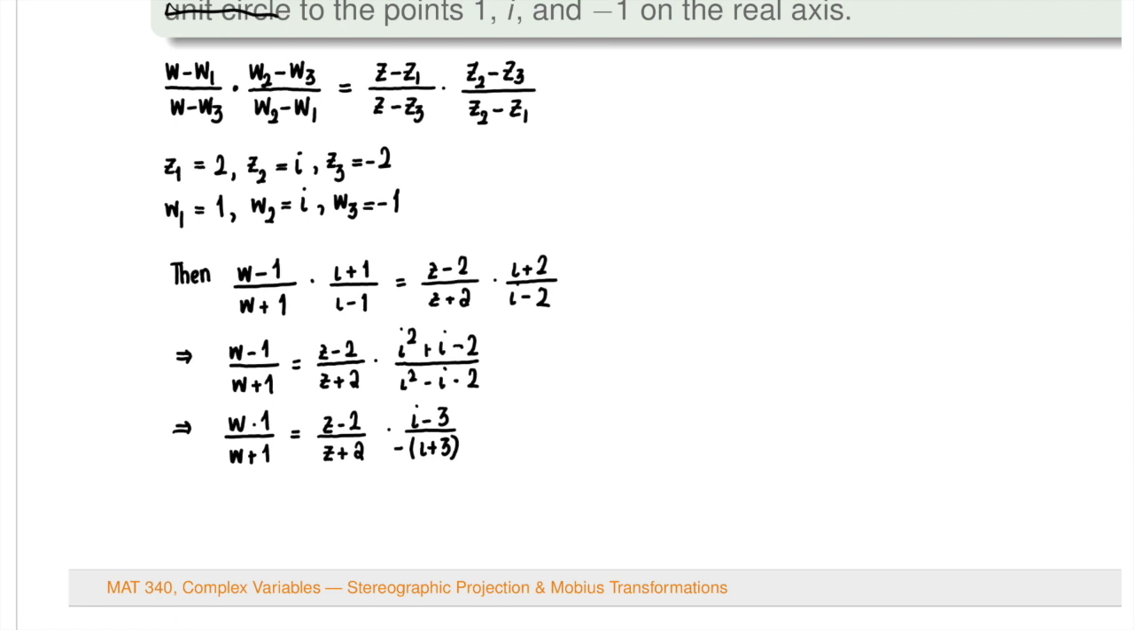Like I said, what we did here was multiply both sides by the reciprocal of that, and on the right-hand side we had (i - 1) divided by (i + 1). So that's what we multiplied the entire expression by.